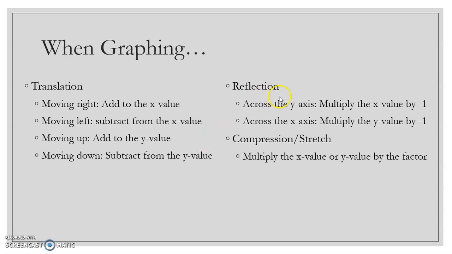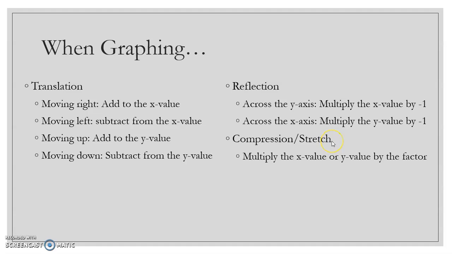Now, you can do combinations of these, so you don't have to do just one, but that's how the translations work. For reflections, we're going to be multiplying by -1. So if we go across the y-axis, the x value is multiplied by -1, which makes sense if you really think about what's happening on a graph. If I have something in first quadrant and I want to move it to second quadrant, the x value is going to become negative. If I'm going across the x-axis, I'm multiplying the y values by -1. So if I have something in first quadrant and I want to move it down to fourth quadrant, the y value is going to change.